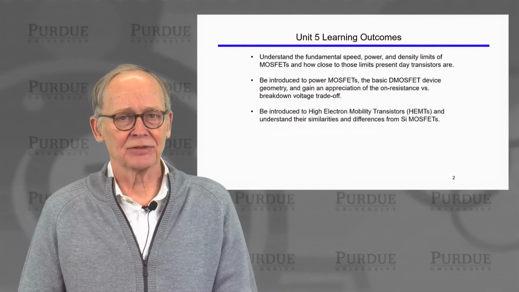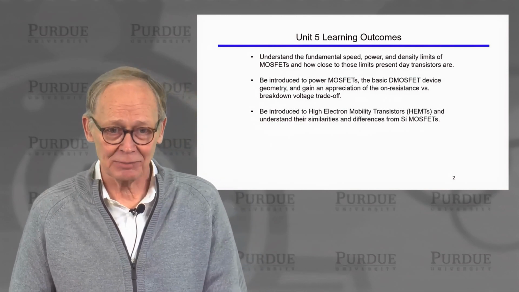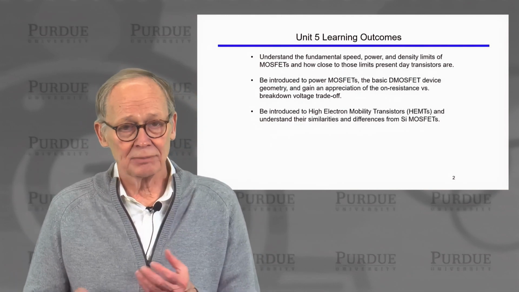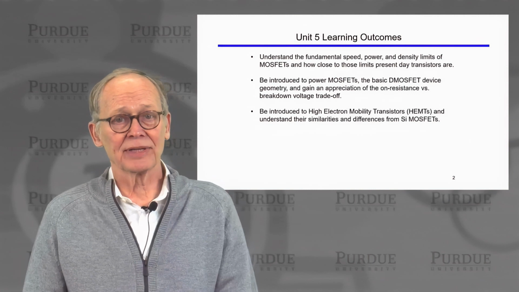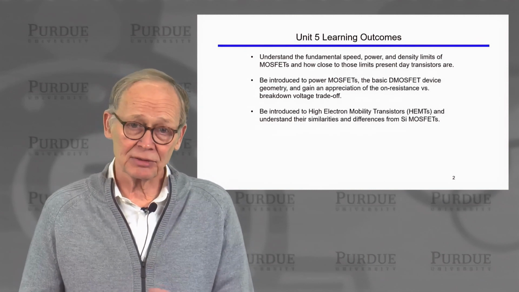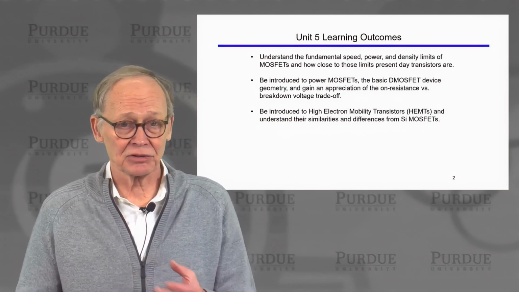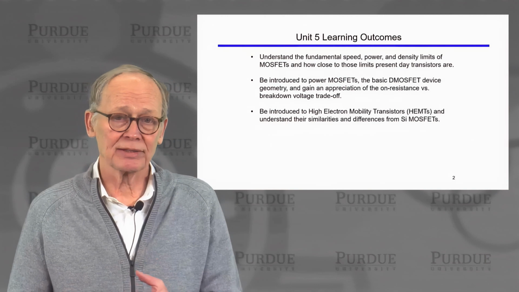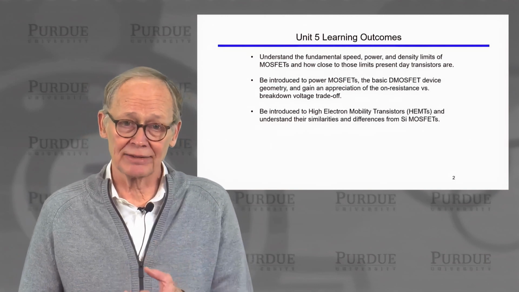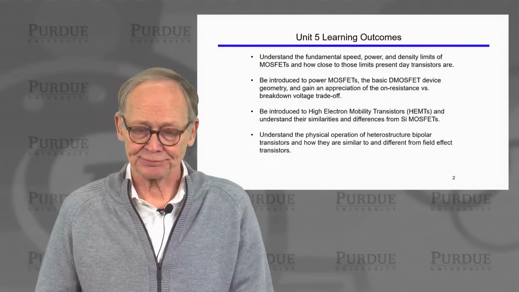Now, there are other kinds of transistors. The silicon MOSFET is not the only type of transistor. We briefly described a transistor called the high electron mobility transistor. This is a field effect transistor. It's a barrier controlled transistor, just like a MOSFET. And we wanted to understand the similarities and the differences of these HEMTs and MOSFETs.